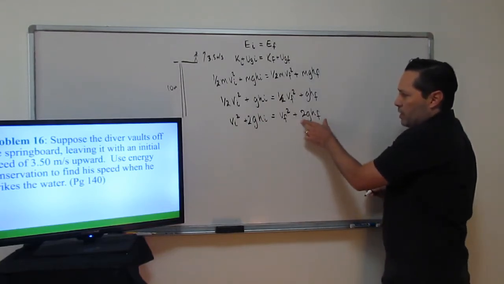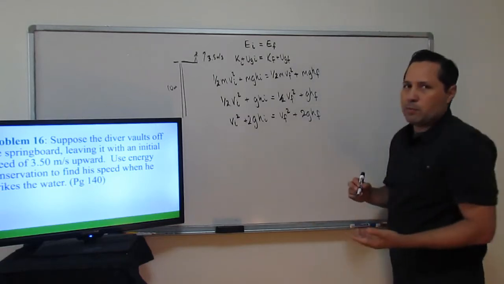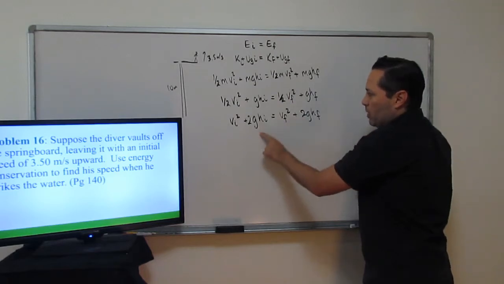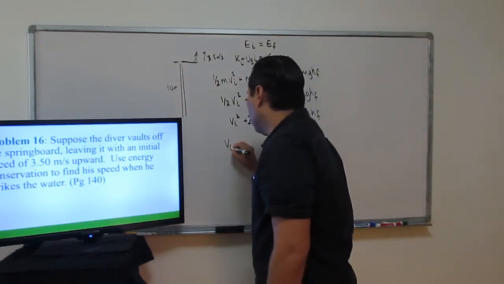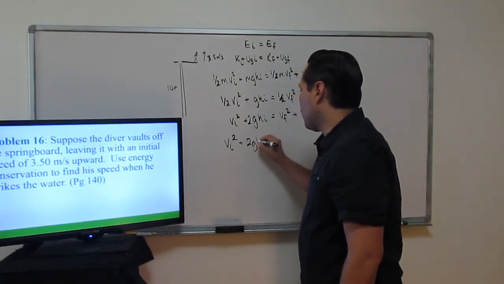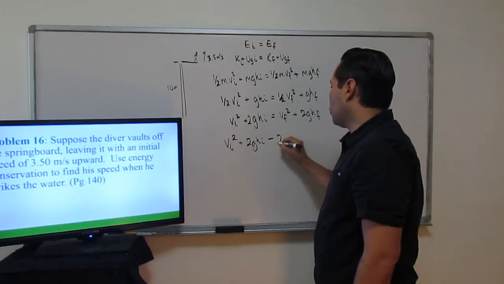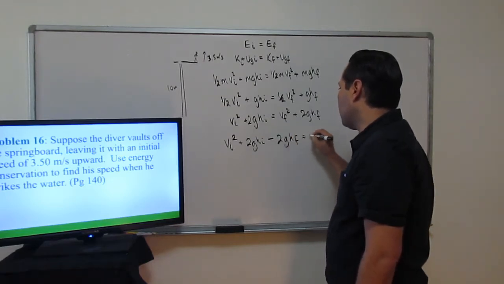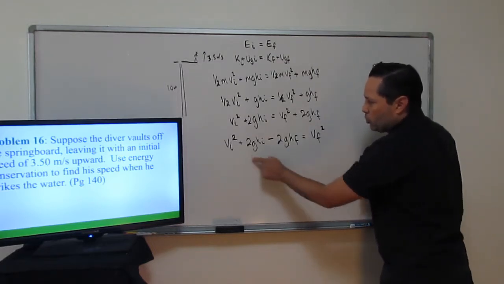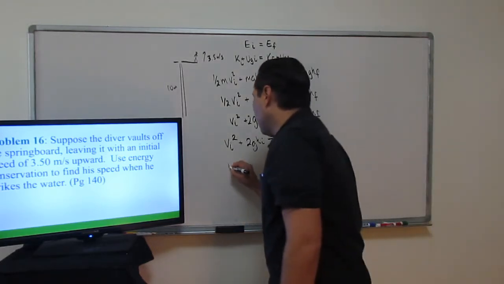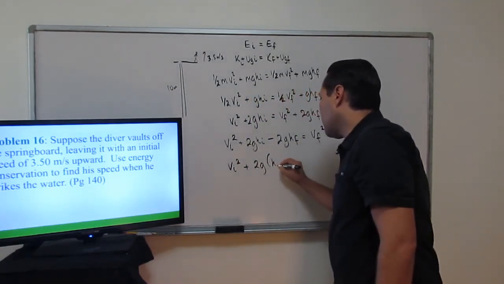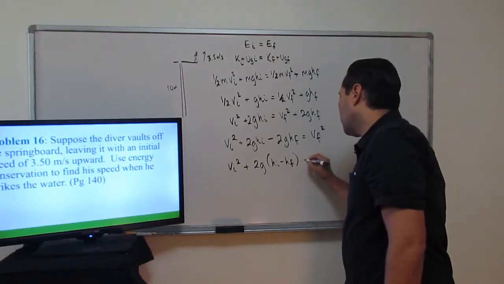I want to go ahead and move this over to this side, combine some like terms. I'm going to notice that that is a positive, so I'm going to do it by subtraction. So we're going to be left with velocity initial squared plus 2 times gravity height initial minus 2 times gravity times height final, and that is our velocity final squared. We can go ahead and factor out the 2g just to simplify this a little bit. So it's going to be velocity initial squared plus 2g times height initial minus height final, and that is our velocity final squared.